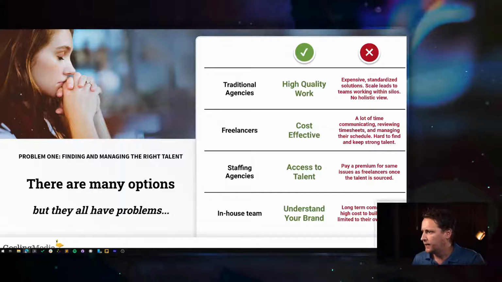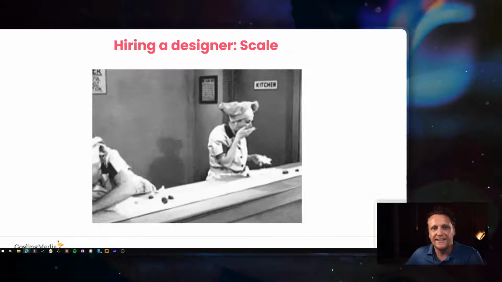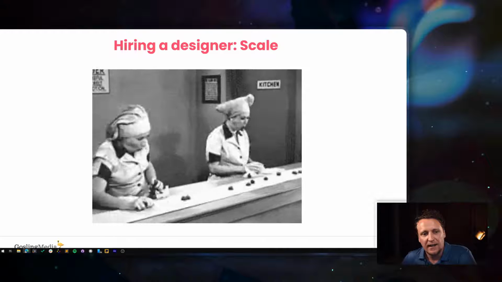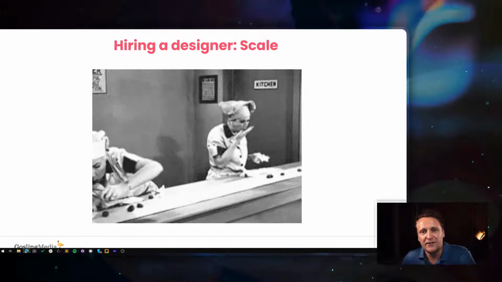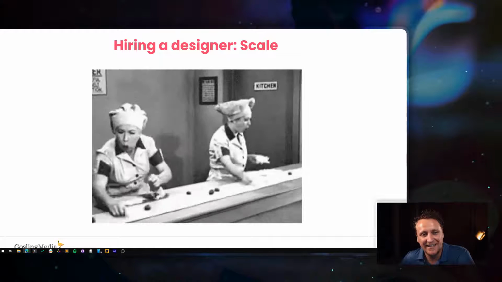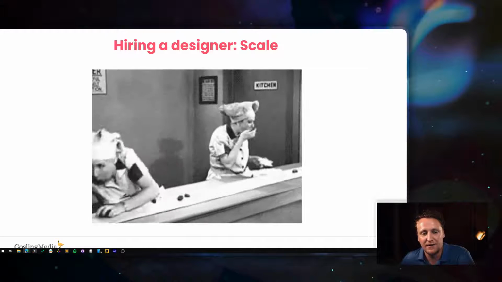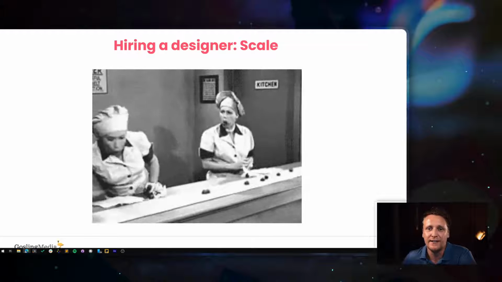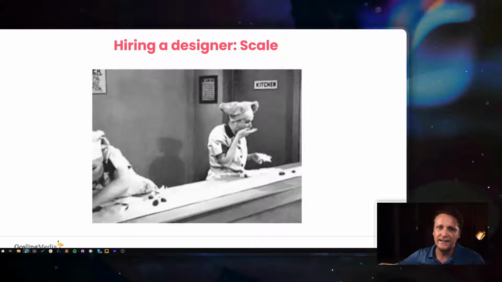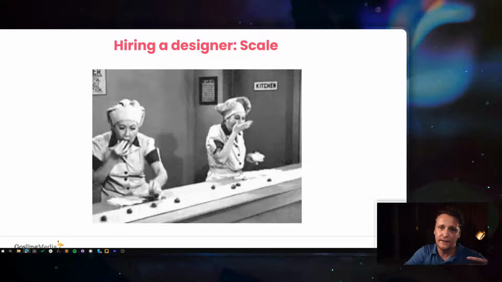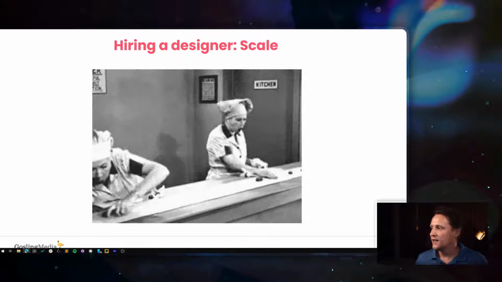The way that I break down working with or hiring full-time designers is 3 main buckets. The first bucket is scale. And believe it or not, I was trying to find a good conveyor belt image, and this is the I Love Lucy one. It's so old, but it's still the best way of summarizing when the amount of work coming in gets overloaded and then the quality suffers.